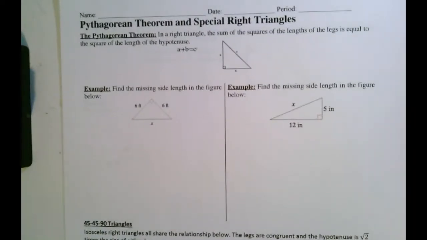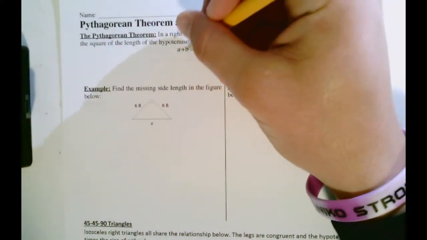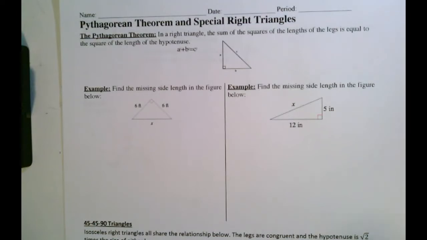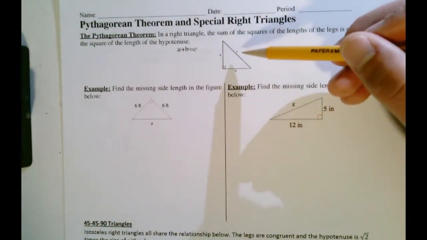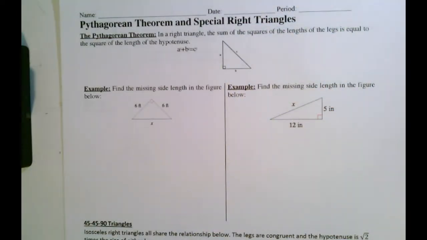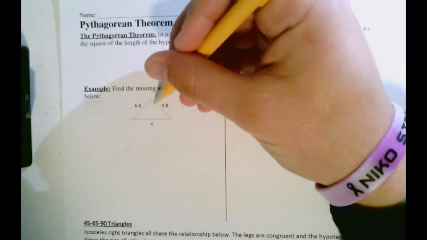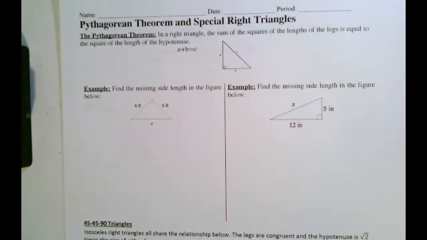Alright guys, we're going to look at Pythagorean theorem and special right triangles, your 30, 60, 90 and 45, 45, 90 today. Let's start with Pythagorean theorem, which is that a squared plus b squared equals c squared, right? The a squared and b squared are each of the legs, and the c would be the hypotenuse. So for this example here, we have a 6 and a 6.